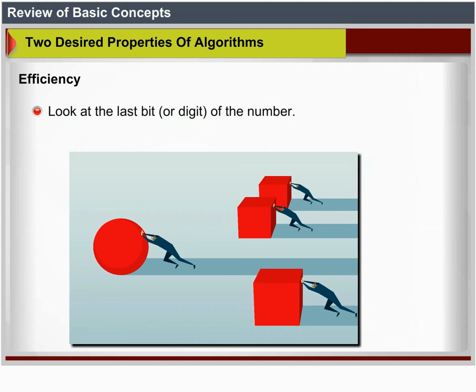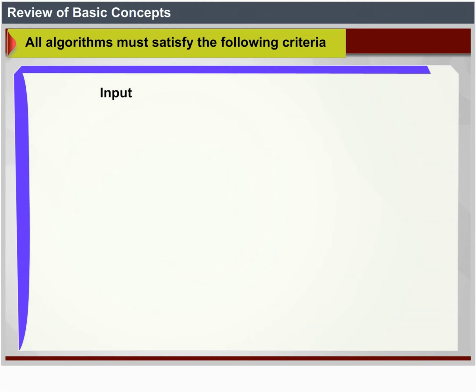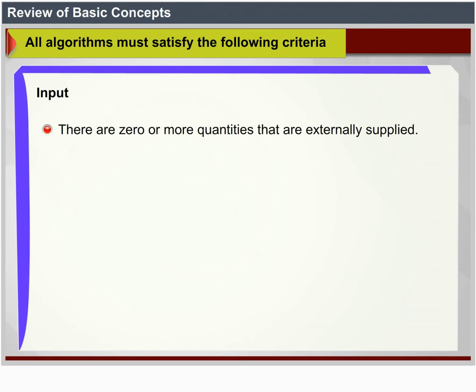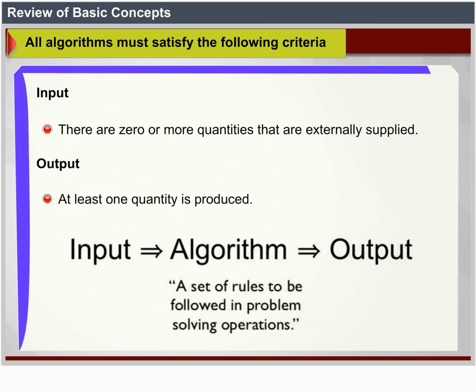All algorithms must satisfy the following criteria. Input: there are 0 or more quantities that are externally supplied. Output: at least one quantity is produced. This figure shows the algorithm gets legal input and produces correct output by a set of rules.